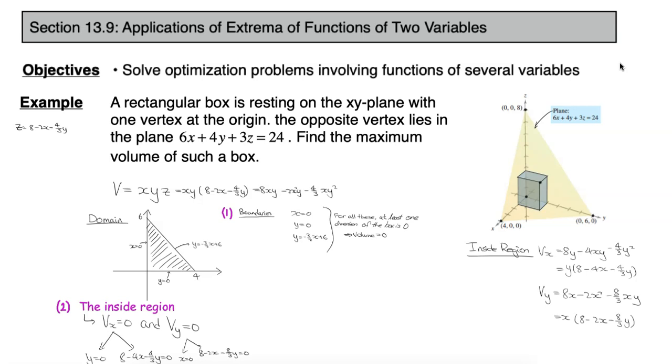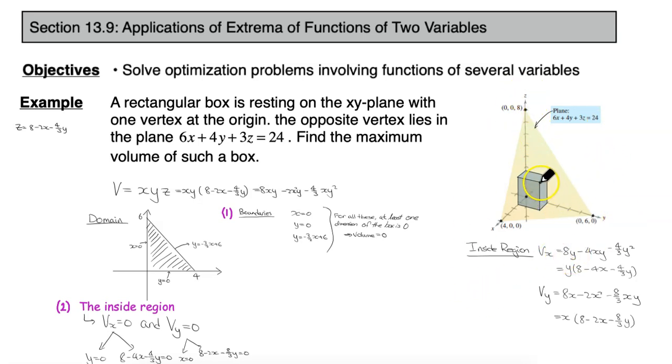We have a rectangular box resting on the xy plane, and one of the vertices is at the origin. Then the opposite vertex is here, and that one has a condition on it. It is lying in the plane 6x plus 4y plus 3z equals 24. So this figure shows the situation very well.